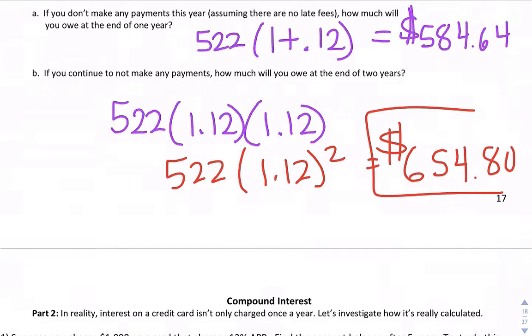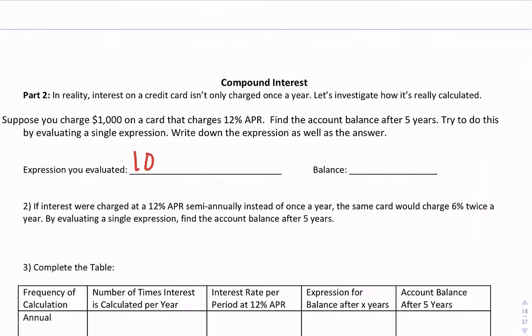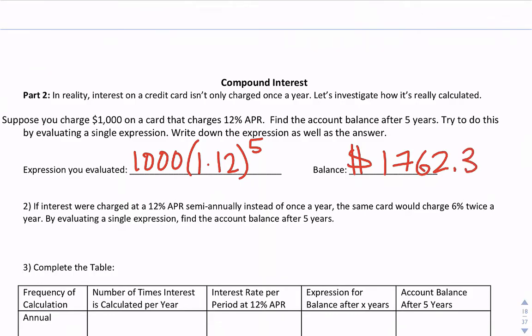All right, so it's going to be the same expression, except instead of the 2, we'll do it for 5 years. So it's going to be $1,000 times 1.12 for 5 years. All right, so if we type that in, okay, so that's a lot. The balance, how much you would owe at the end of 5 years, is $1,762.34.